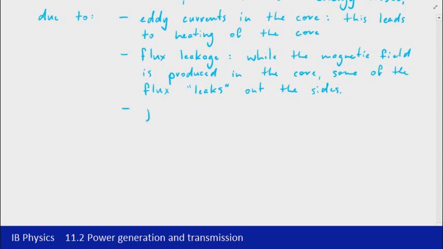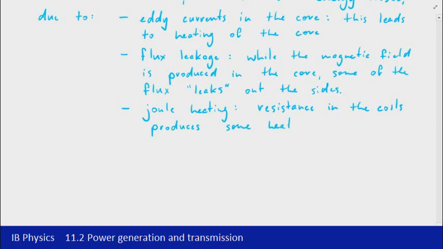The third one that we'll look at is Joule heating. That's the technical term. Basically it gets down to the fact that the wires in the coils have resistance. So resistance in the coils produces some heat as well. To ensure that the Joule heating is as small as possible, you just need to make sure that you're using wires that have as low a resistance as possible. So they're the main causes of energy losses in real transformers.